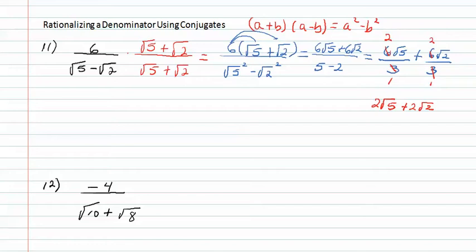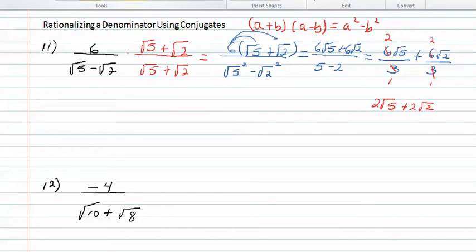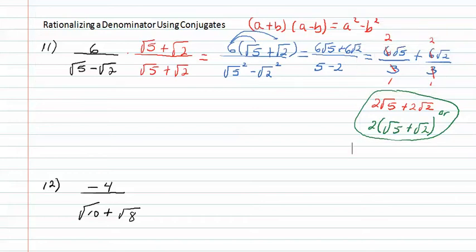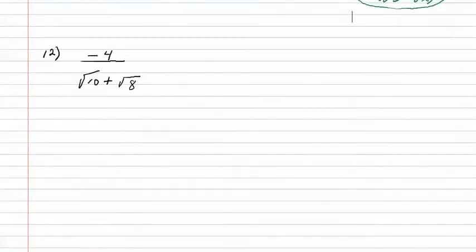And so at this point I could stop, or if I don't see that as an answer choice, if I was doing a multiple choice, I might look and say, did they maybe take the 2 out and put parentheses here and write it like this? Because both answers are correct. It could be this or this depending on your answer choice. Okay, so that is number 11. Let's do one more and then we'll be done with 10.3.